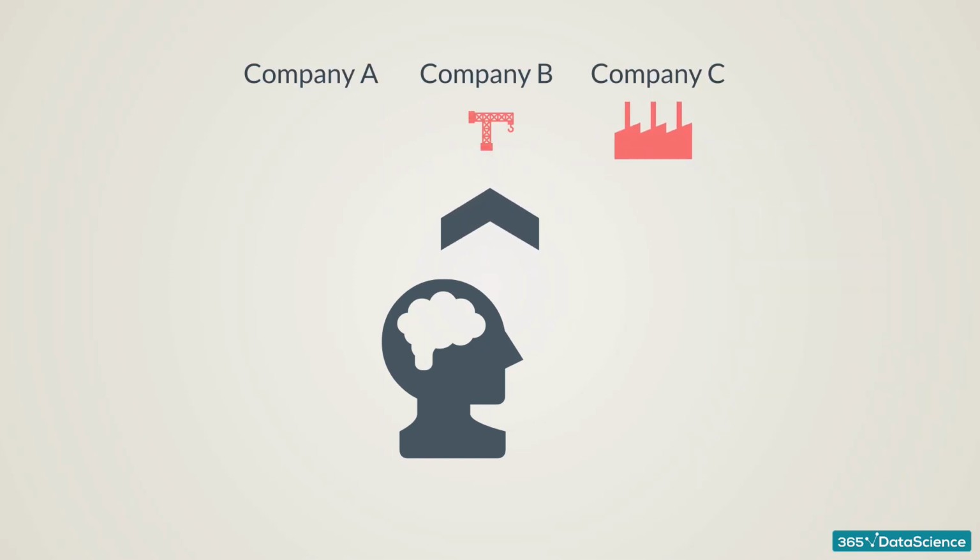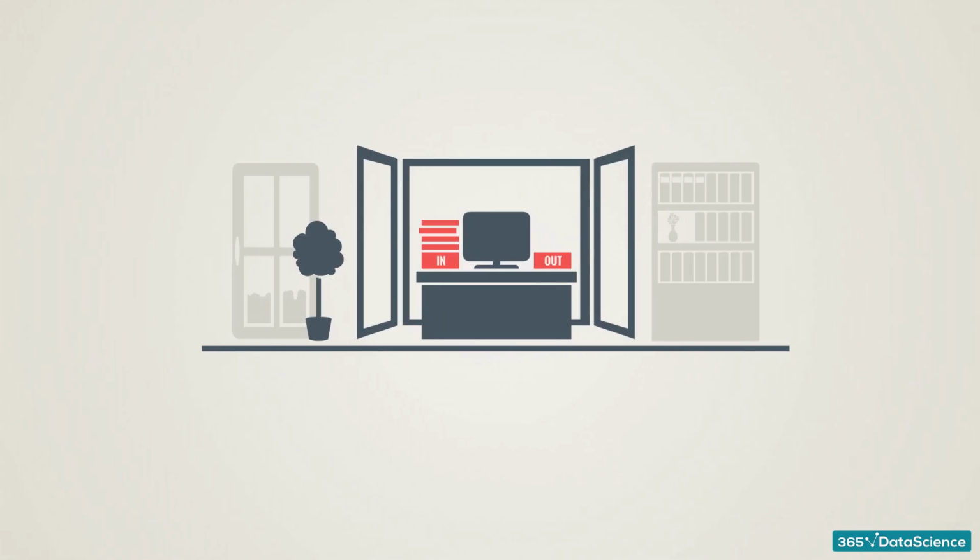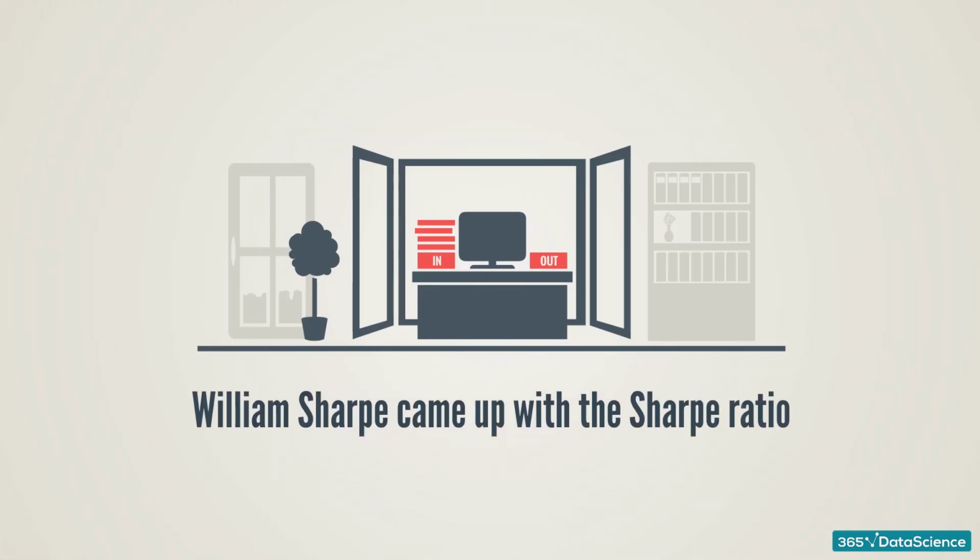So they need a measure of risk-adjusted return, a tool that would allow them to compare different securities, as they will be interested in investing in the ones that will provide the highest return for a given amount of risk. This is how William Sharpe came up with his famous Sharpe ratio. It is a great way to make a proper comparison between stocks and portfolios and decide which one is preferable in terms of risk and return.